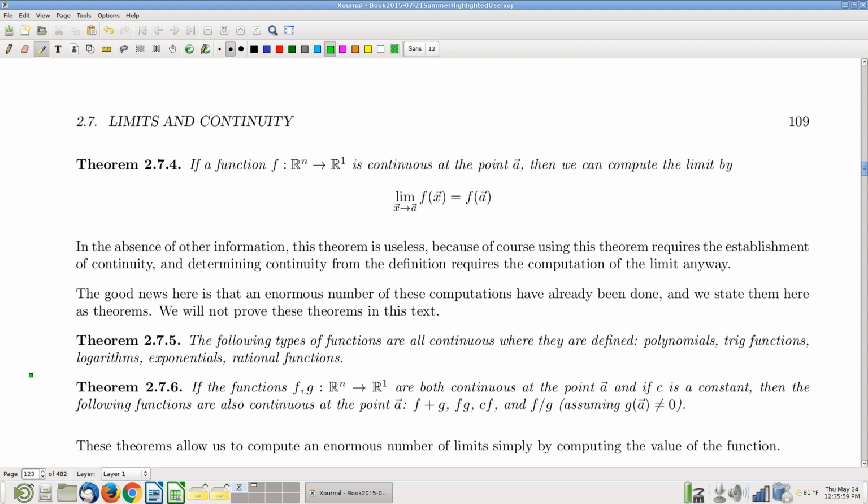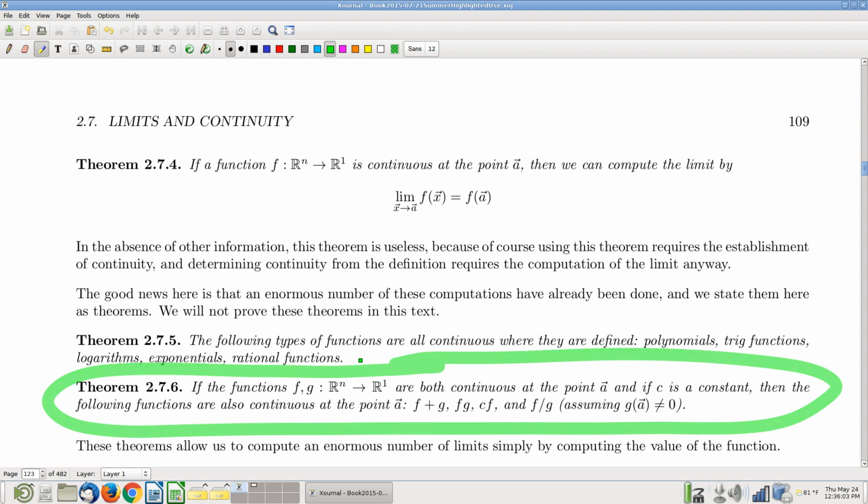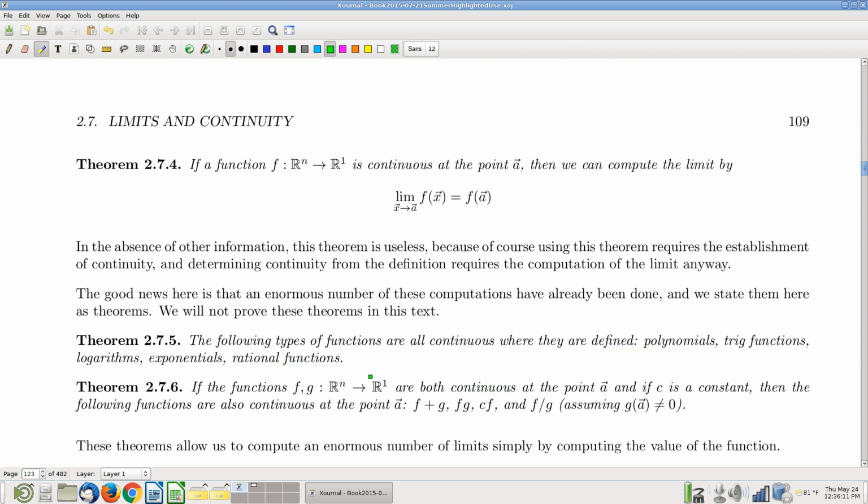Now, what if you end up with some function that's not exactly in one of those categories? Like what if you end up with a sum of 2 of those functions, or a product, or a scalar multiple of, or a fraction, etc.? Well, we have another theorem here that says if you have 2 known continuous functions, combining them in any of these ways produces another continuous function. Right? So this is actually pretty powerful.